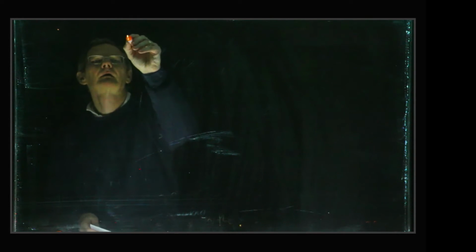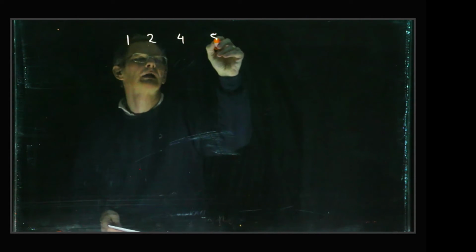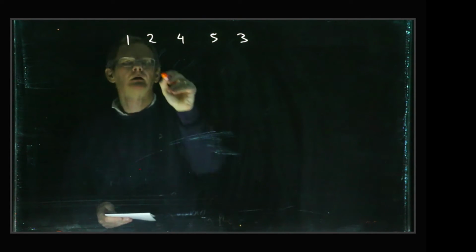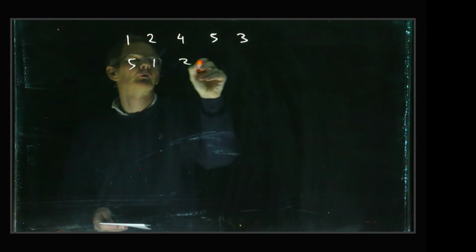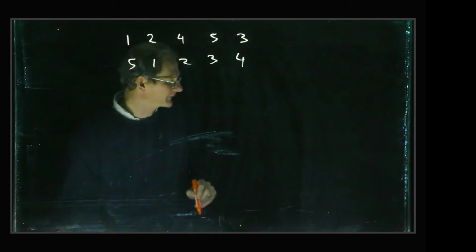Okay, so we'll do an example to illustrate that last theorem. Let's look at this Latin square here. We'll do 1, 2, 4, 5, 3, and then 5, 1, 2, 3, 4. Okay, so that's a Latin rectangle.